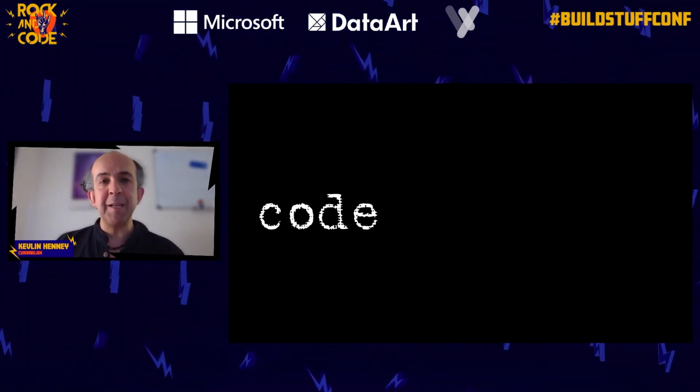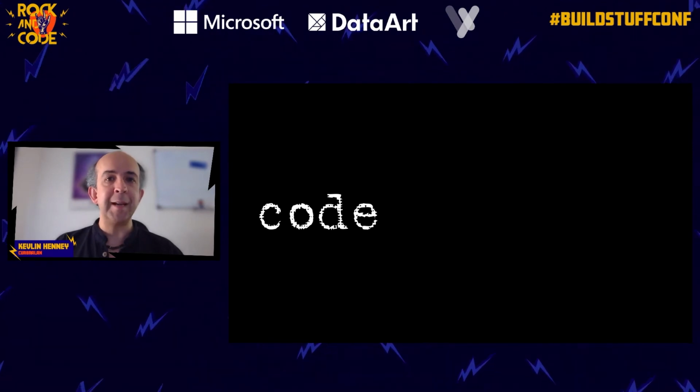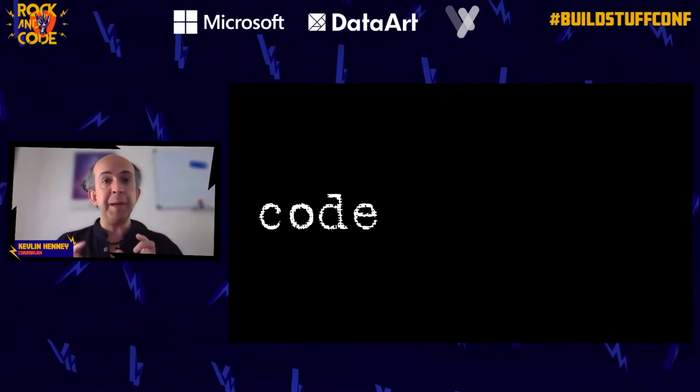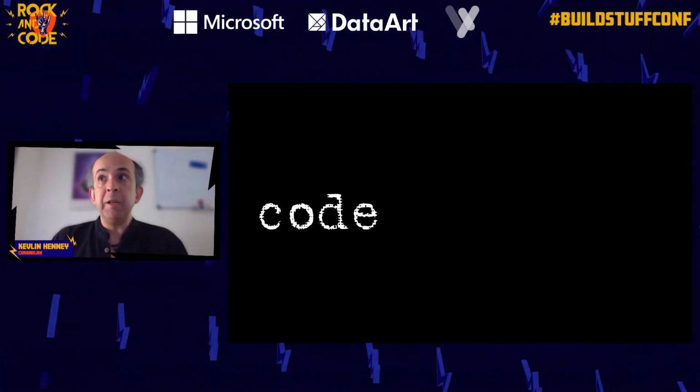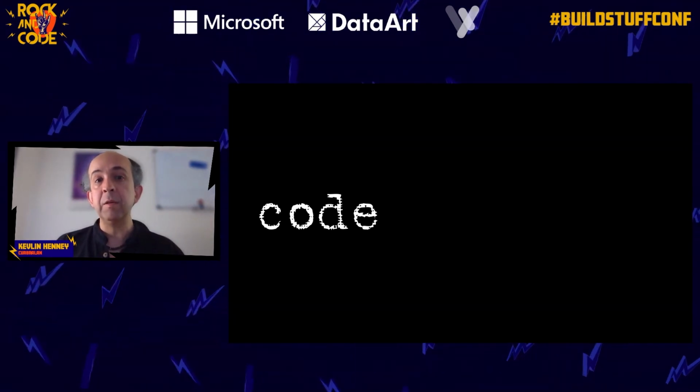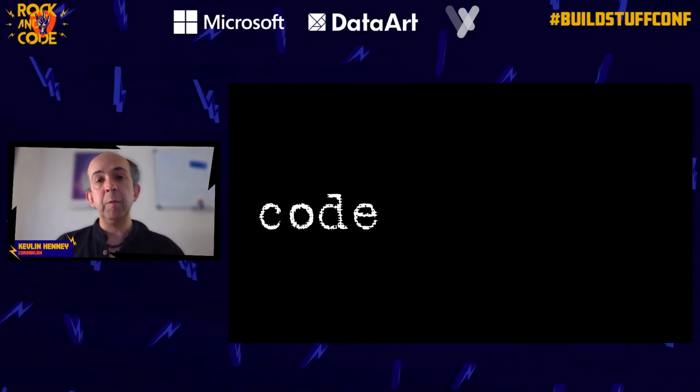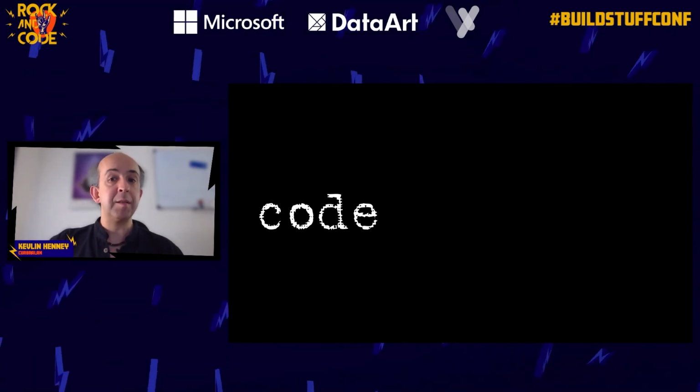JSON is a subset of JavaScript. It has a formal syntax. Even if you're using just key value pairs, that is code. It might not be Turing complete, but it is still code. And we have a blind spot. We have a blind spot when it comes to testing this stuff.